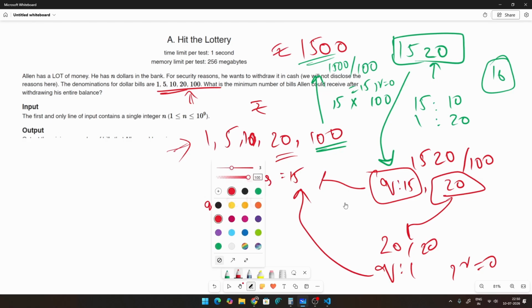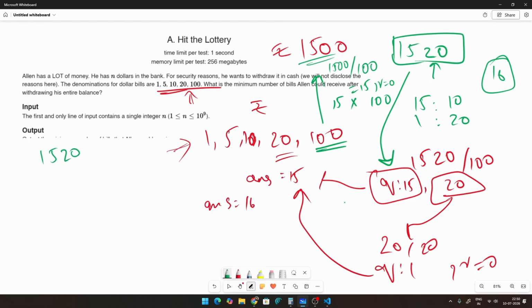Okay, now I'm going to repeat the same thing. Now instead of 1520, I'm going to do something like 1530. Same thing will repeat again. Instead of the remainder being 0, the remainder is going to be 10 here, and then you will divide this by 10, which is the next highest. There the quotient will be 1, so the answer will become 17.